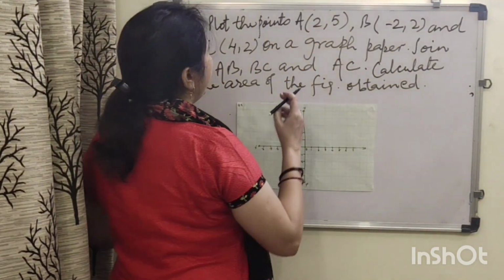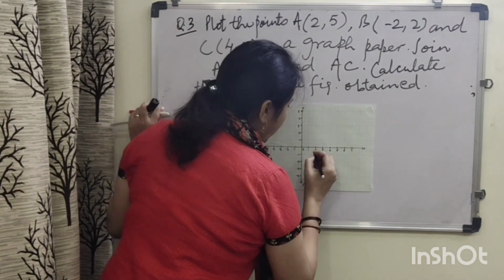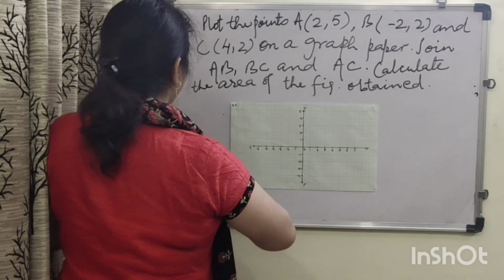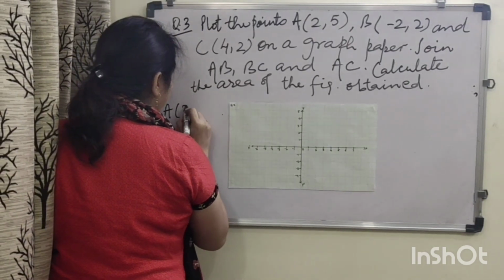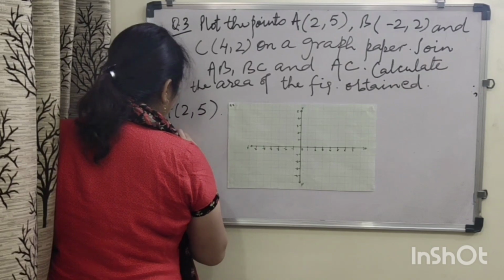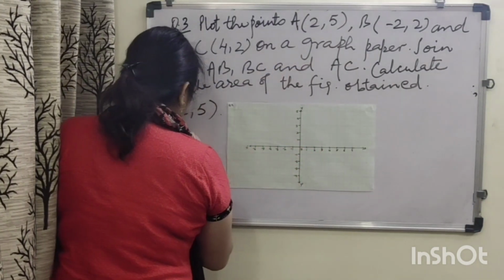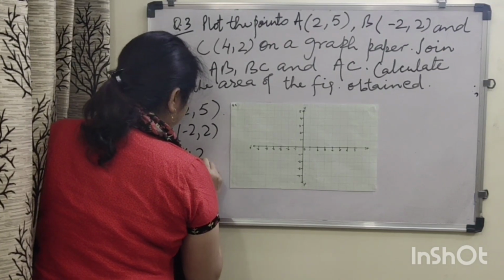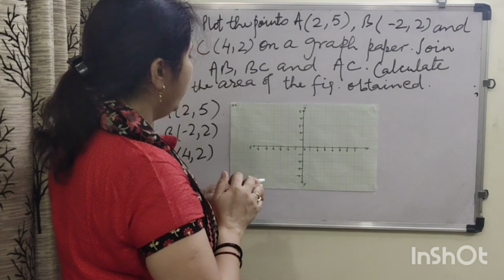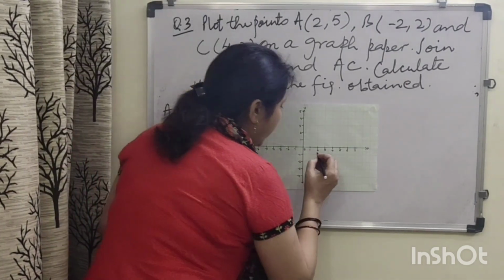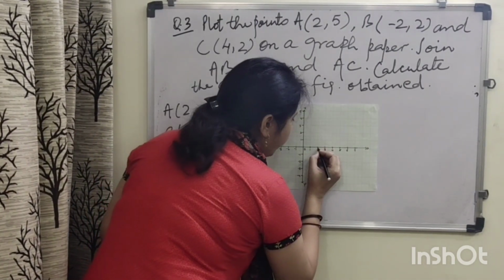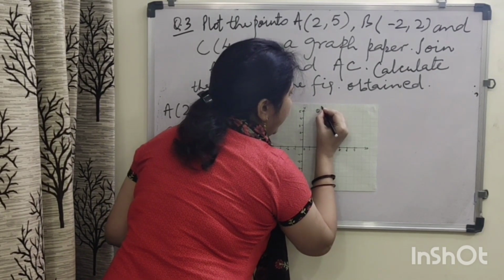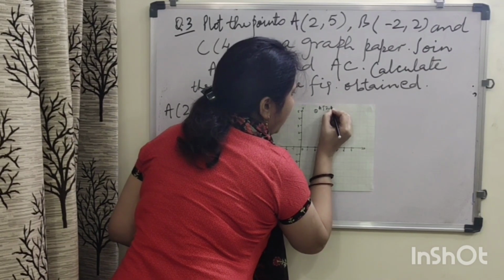Your first point A is 2, 5. Let's mark here what the points are. A is 2, 5, B is -2, 2 and your point C is 4, 2. I have written the points over here. Now let's begin the marking. This is 2, 5. After coming to 2, you go to the 5. This is your point A, which is 2, 5.